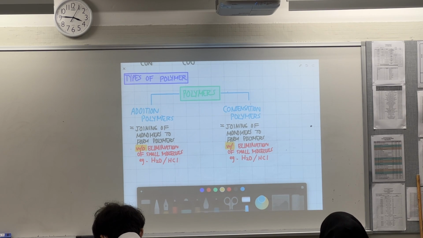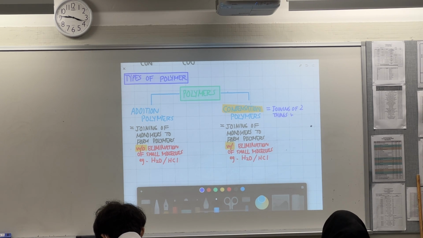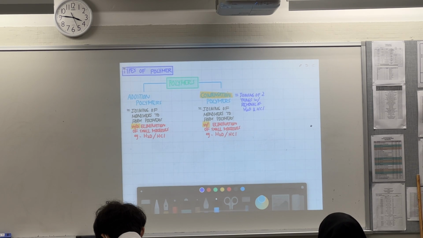So maybe you can highlight this term. Condensation really just means the removal. So the joining of two things with removal of H2O and HCl. And let's look at what makes addition polymer and condensation polymer. I mean the monomers. You know polymers are made of monomers.